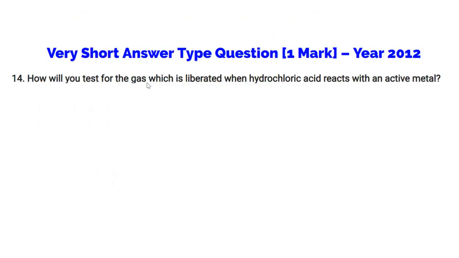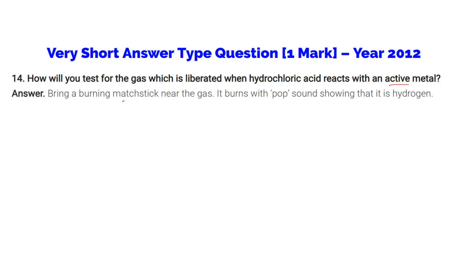How will you test for the gas which is liberated when hydrochloric acid reacts with active metal? We can bring a burning matchstick near the gas. It will burn with a pop sound. It shows that it is hydrogen.